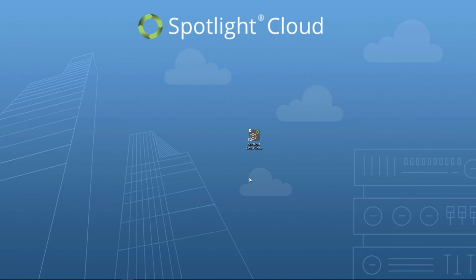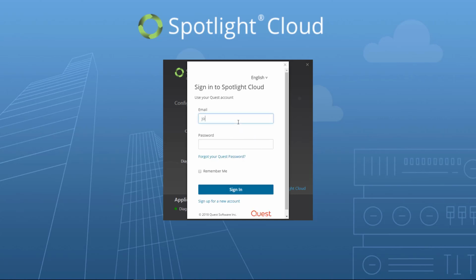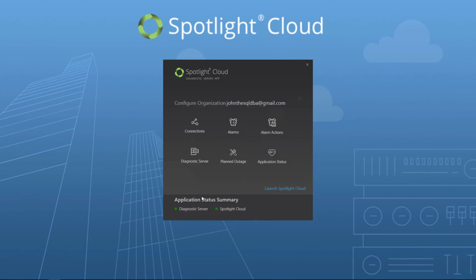You can launch the Spotlight Cloud Diagnostic Server app from the Diagnostic server. Enter your Quest account credentials and select Sign In. From the home screen, we can see an application status summary as well as the 6 configuration options.